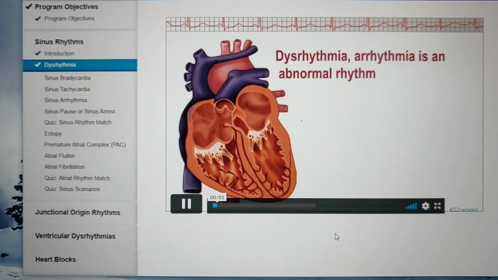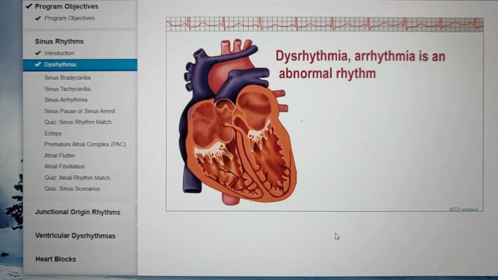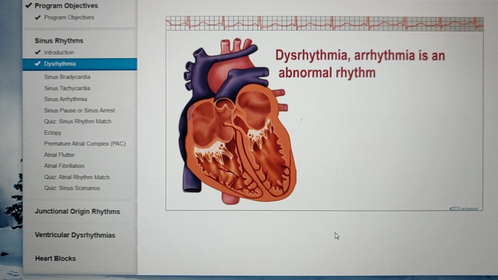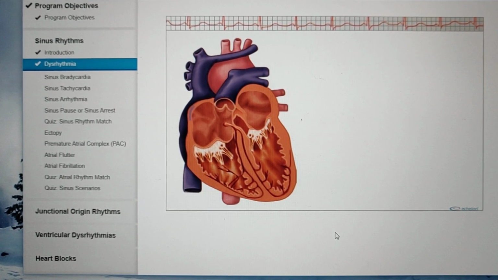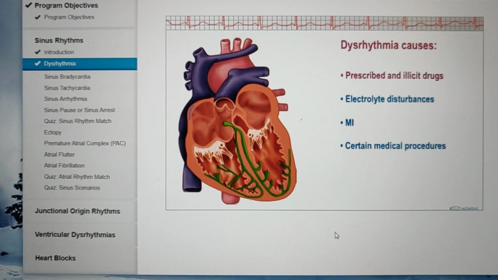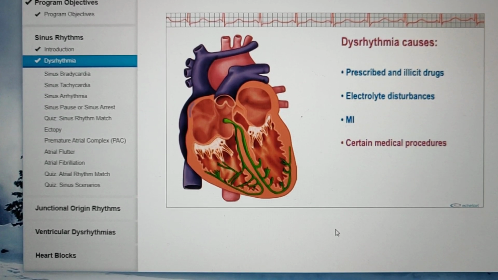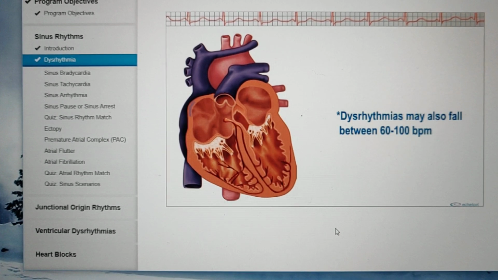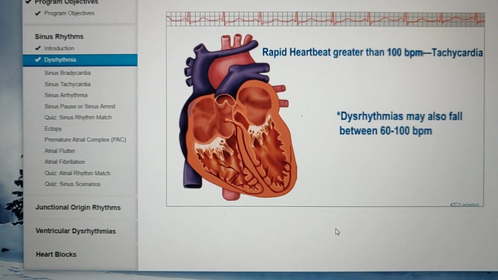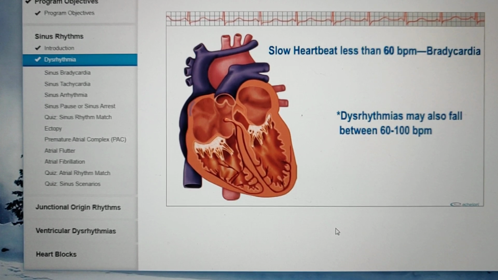A dysrhythmia is an abnormal rhythm, which by definition is any rhythm that doesn't follow the normal pathway of conduction, starting from the SA node working its way down. A dysrhythmia can have many causes, including the use of drugs, both prescribed and illicit, electrolyte disturbances, myocardial infarction, and certain medical procedures. A dysrhythmia is a heartbeat that is either too rapid, greater than 100 beats per minute, which is called tachycardia, or too slow, less than 60 beats per minute, known as bradycardia.